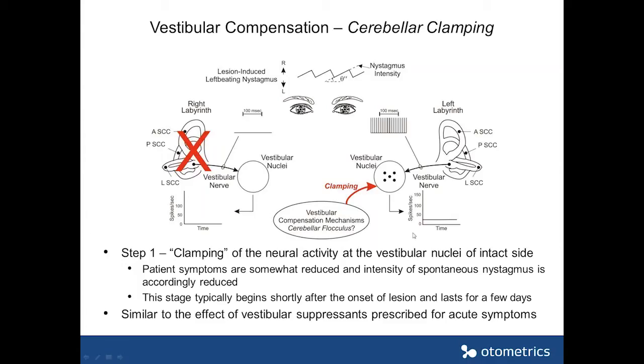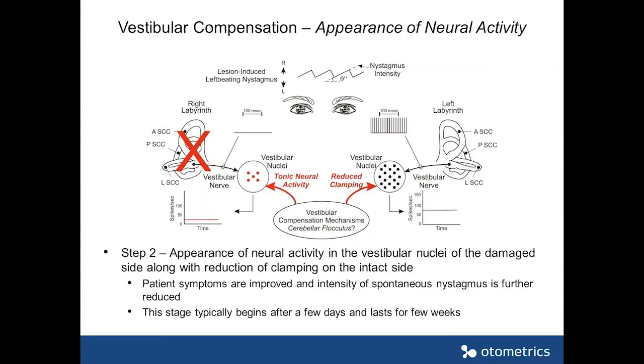This also tells you that in order for these stages of compensation to take place, these patients need to be taken off the vestibular suppressants shortly after the acute symptoms are under control. If the patients remain on these medications, the remainder of these compensation steps may be delayed, or it may never take place fully. So after a few days after the onset of the lesion, generally that clamping will be reduced.